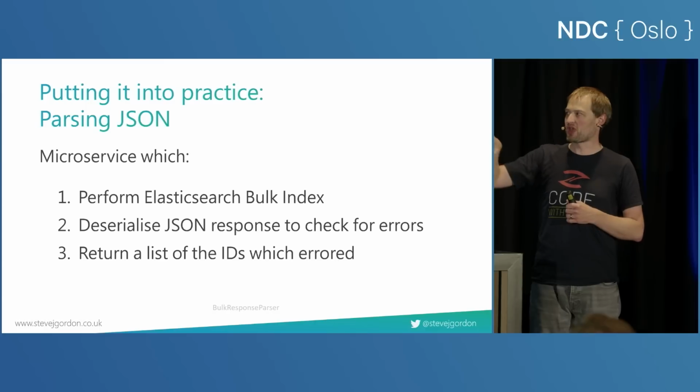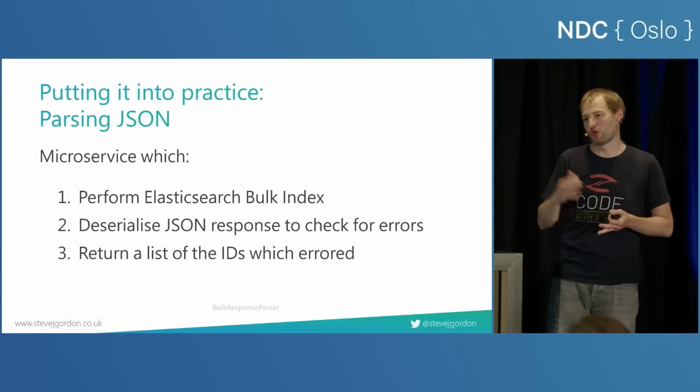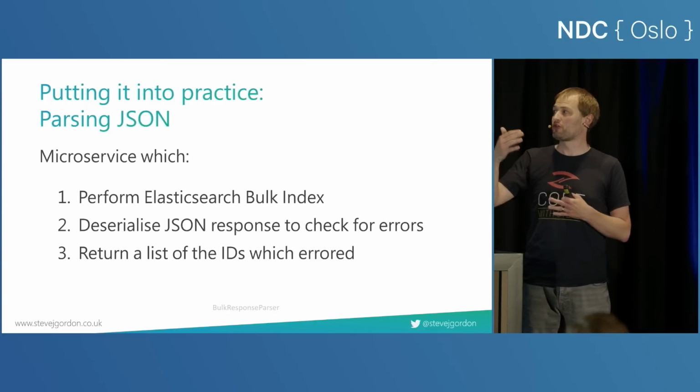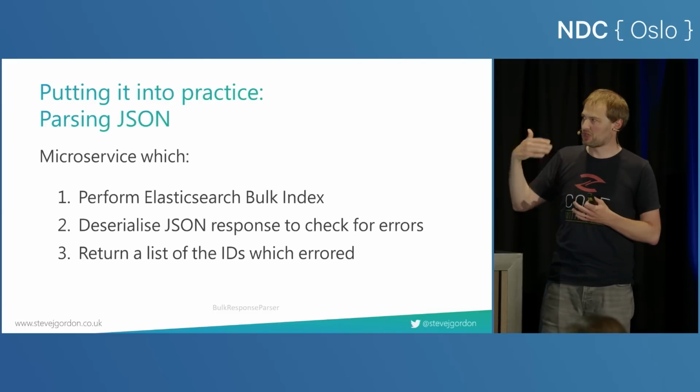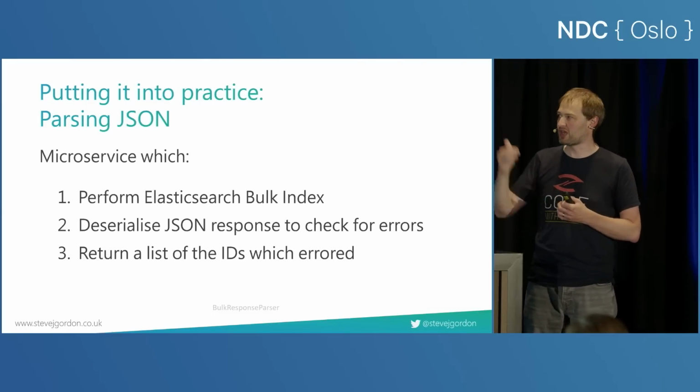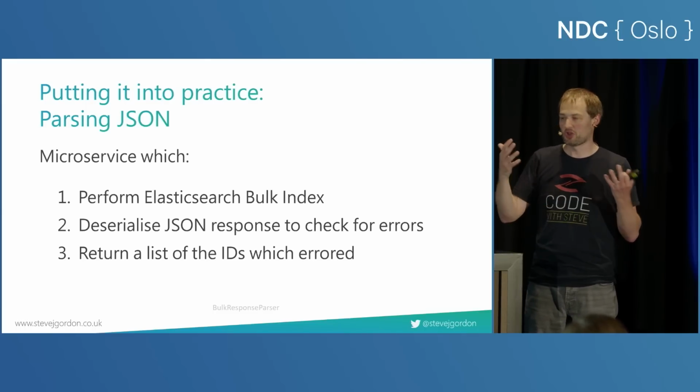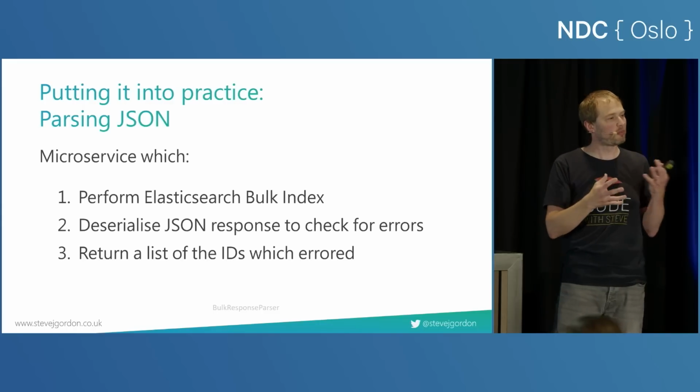This bulk API returns a JSON response, and on that response it tells you whether any of those operations failed. Because it's going to try and do all of them for you, and if one of them fails but 99 out of 100 succeed, you need to know about that.